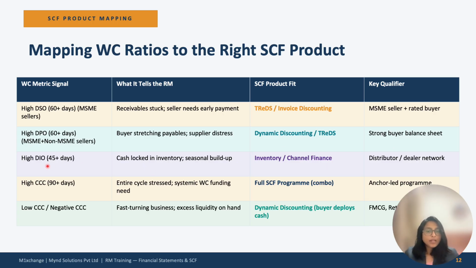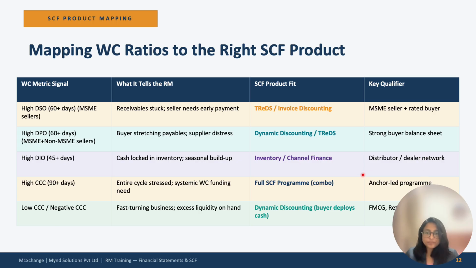Now coming to the next parameter, which is your days inventory outstanding. If it is high, say more than 45 days, we say that the cash is locked in inventory. It might be because of a seasonal buildup, or maybe the inventory is not moving very fast. So what are the products that can be pitched? Either inventory finance or channel finance, and the key qualifier will generally be the distributor or dealer network.